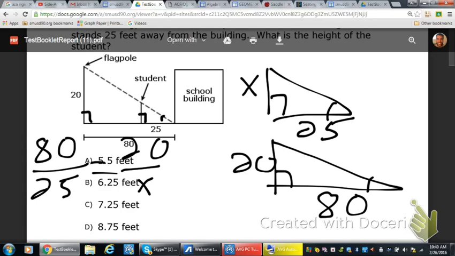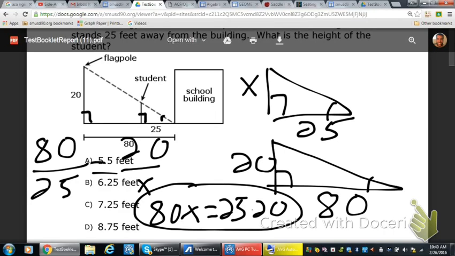I'm not going to complete the problem because I'm running out of room, but 80 times x equals 25 times 20. So you would finish this off via calculator or whatever you need to do, okay? So that's number one. Please get till here and do it on the calculator.